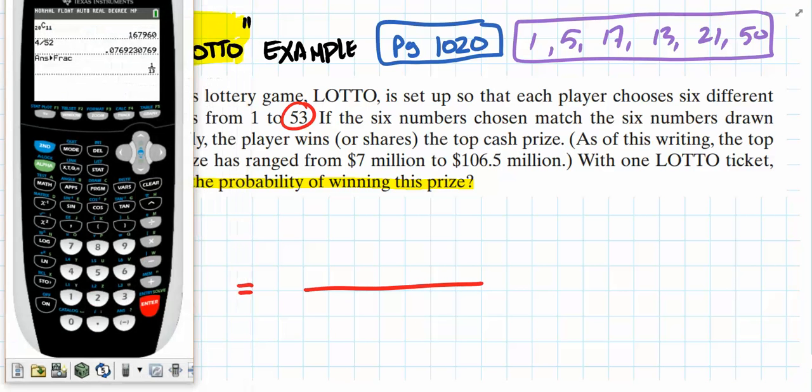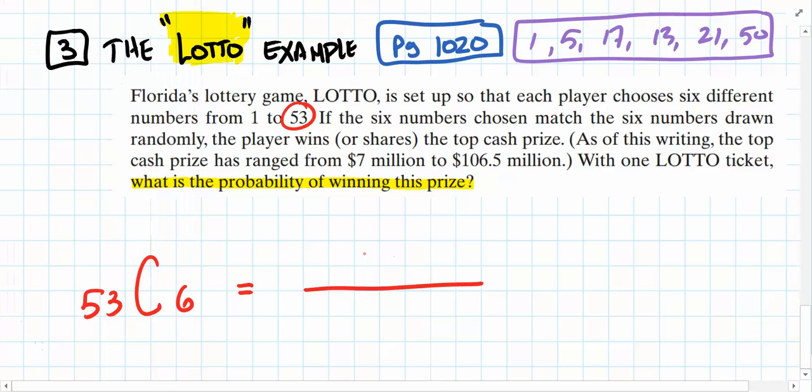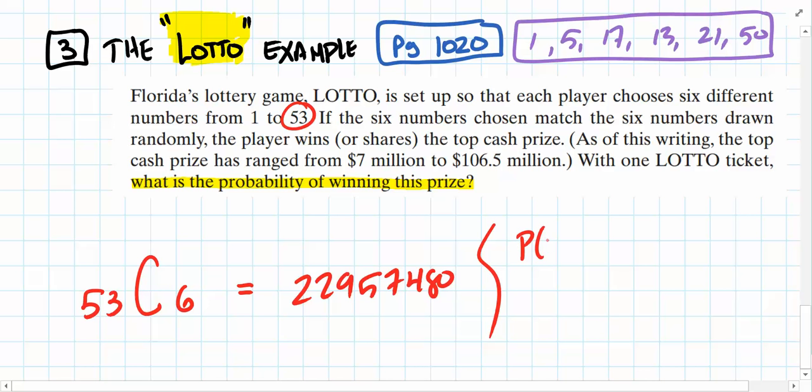We need our calculators for this one. So we're going to punch in 53, go to math, all the way over to option number 3, and we want to choose 6. That number there, 22,957,480. So this is equal to 22,957,480.